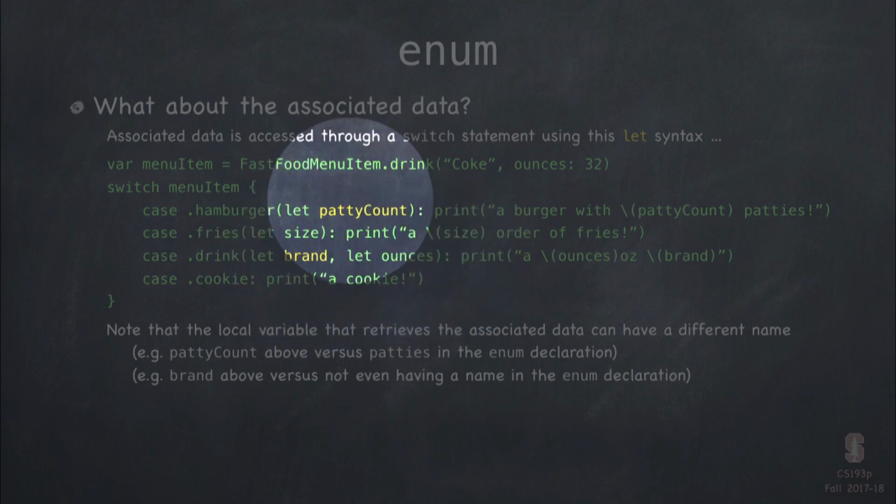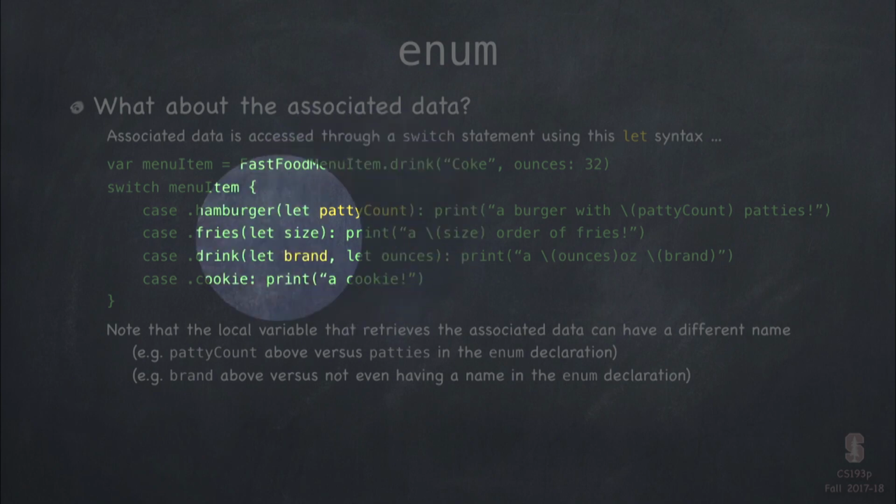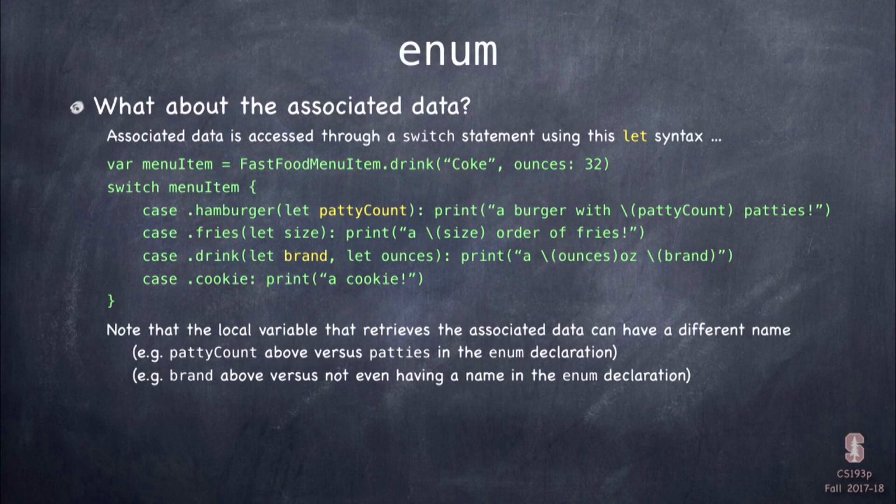And up here with hamburger, patty count, that was called patties in the original declaration. So again, does this not look familiar to tuples? You can rename them when you're getting the information out of them. So this is how you extract data out of the associated types. Very simple. And again, it's optional. You don't have to have it there.